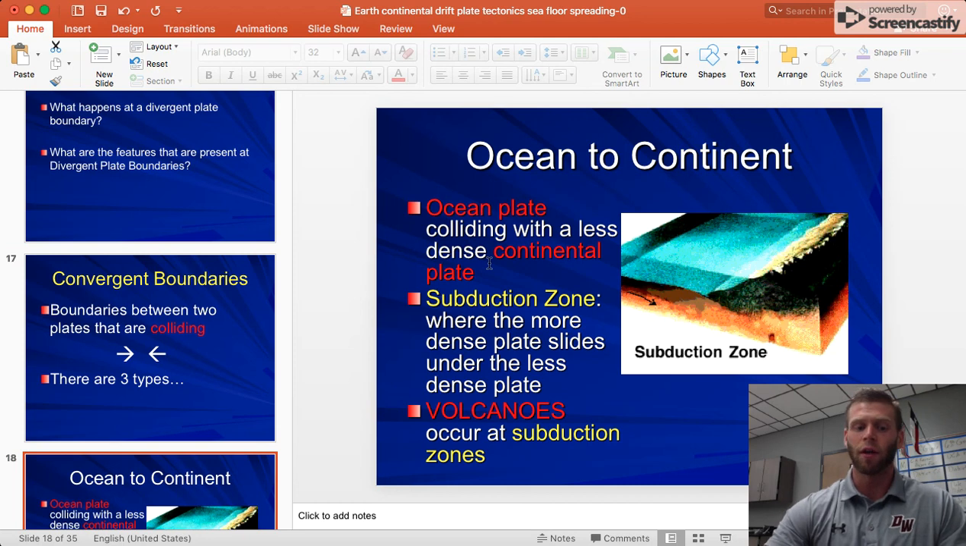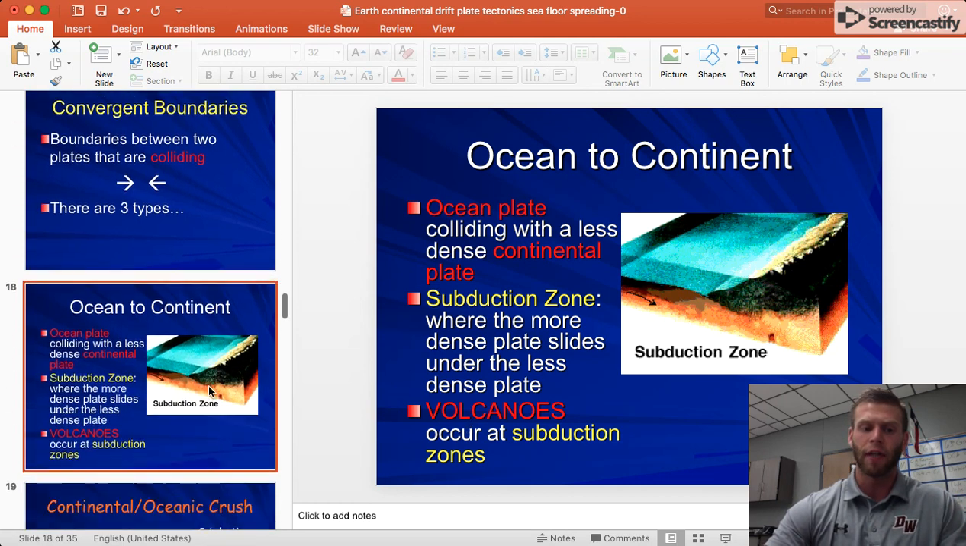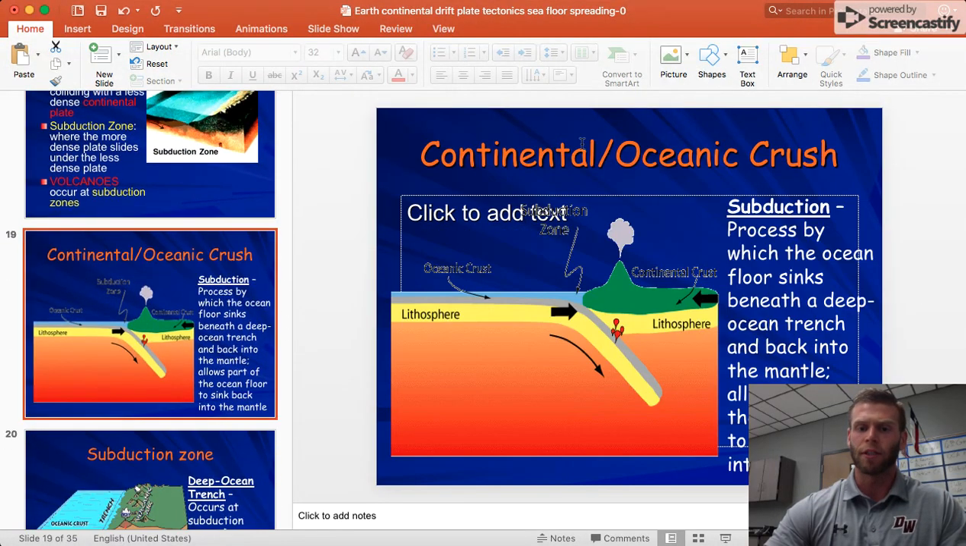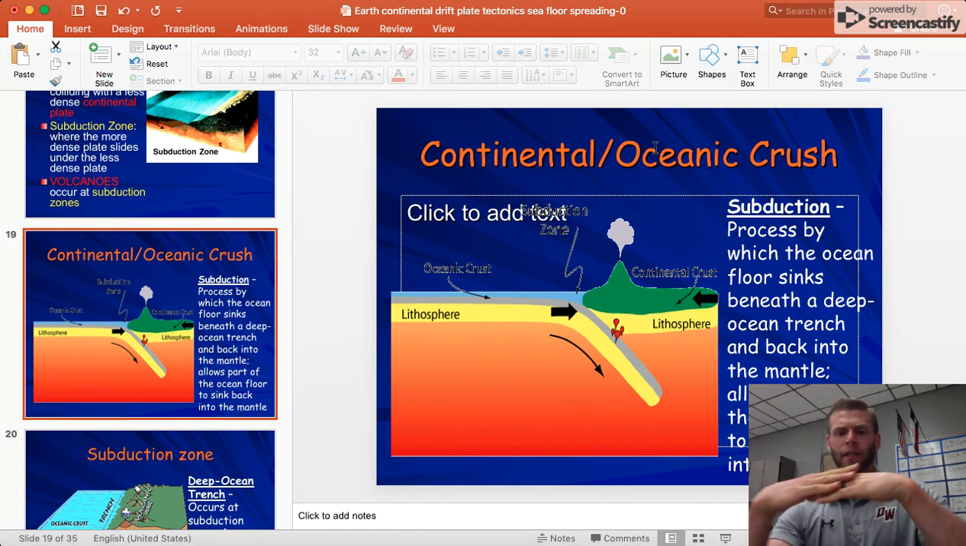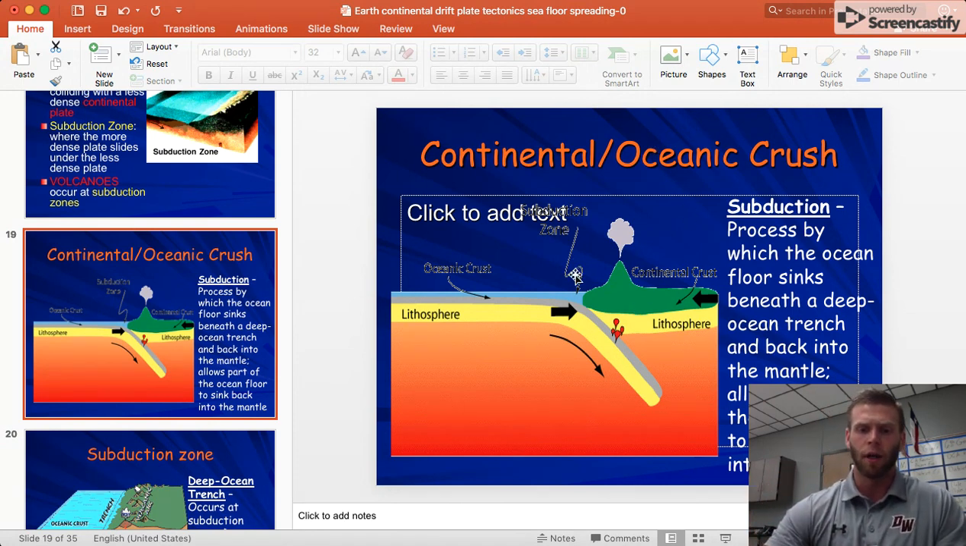This creates what's called a subduction zone, where the more dense plate slides under the less dense plate, and volcanoes occur at subduction zones. So oceanic to continental, when those two plates collide, that creates a volcano because of a subduction zone. So let's look at what this looks like here. Subduction is the process in which the ocean floor sinks beneath a deep ocean trench. If you look at the picture, you see the oceanic crust sliding down underneath the continental, which then is creating the volcano.